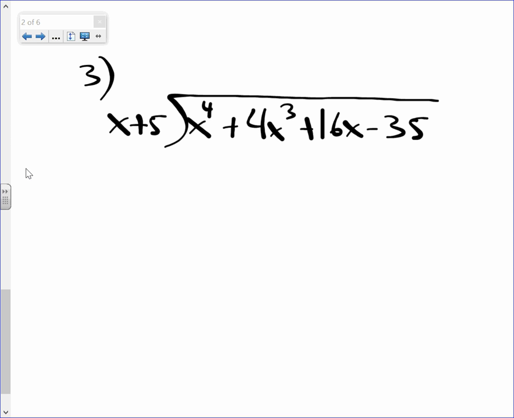First thing you want to ask yourself: do we need any placeholders in the dividend? Yep. There's a 4x to the third, so we need a 0x squared to the second power. So here we go. Let me go right to the synthetic division, and we'll be rocking and rolling.